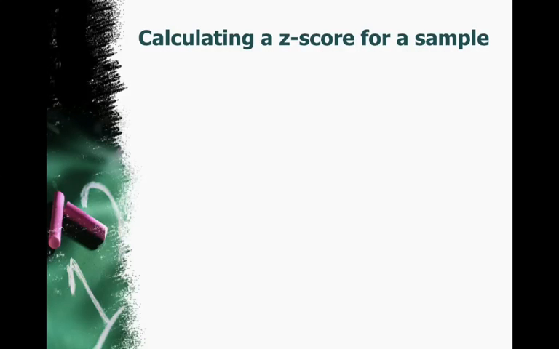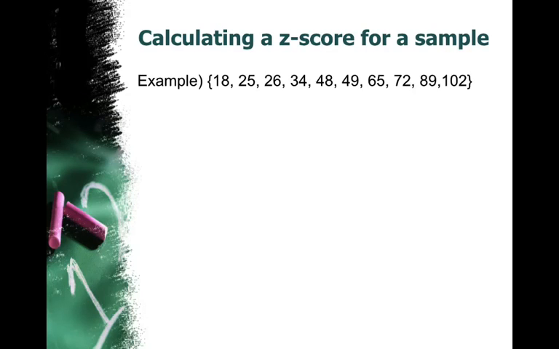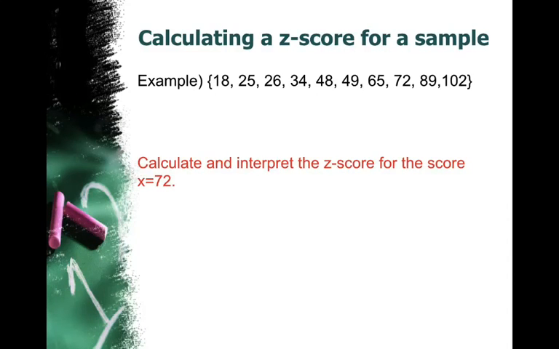Let's take a look at another example. Here, we're going to look at a sample. Let's say we have this data set right here. What we want to do is calculate and interpret the z-score for when x is equal to 72.